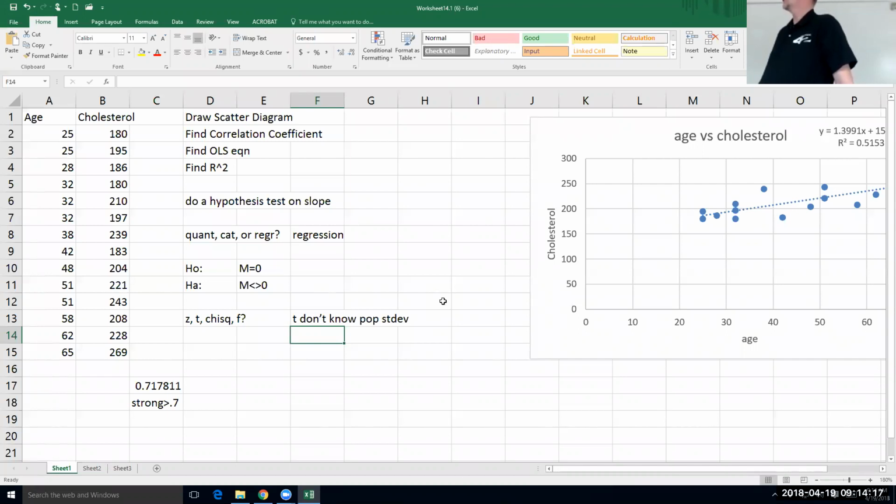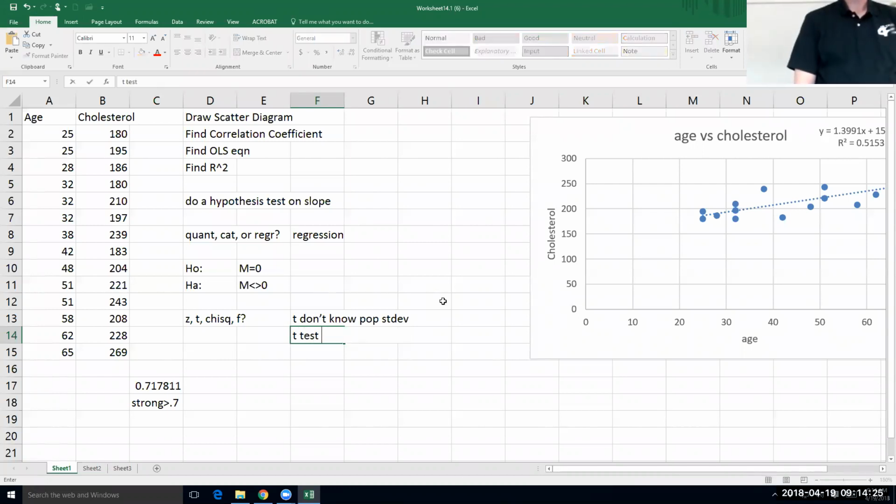What's the name of this test? So I'd call it a t-test for slope. Okay?